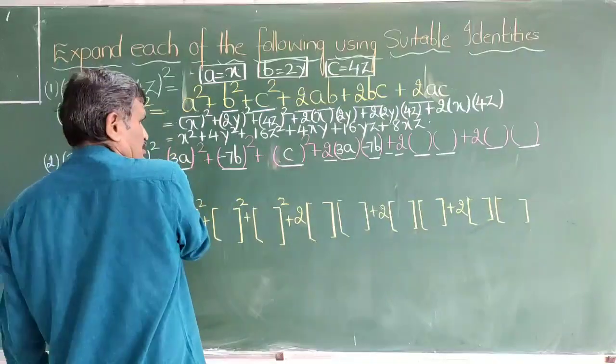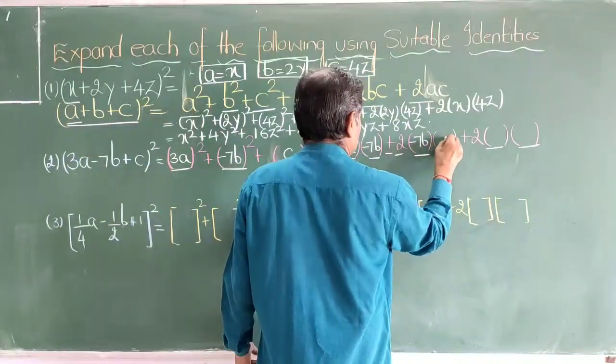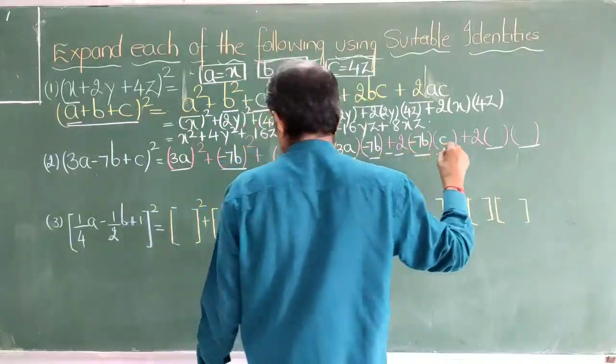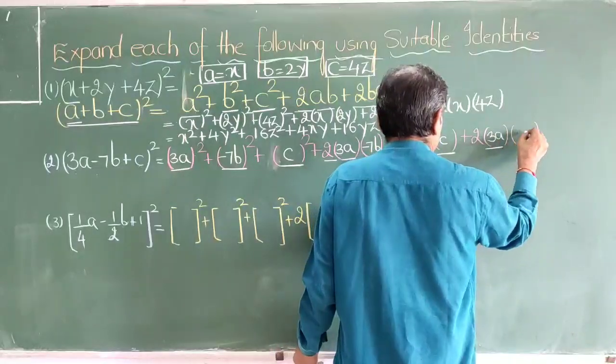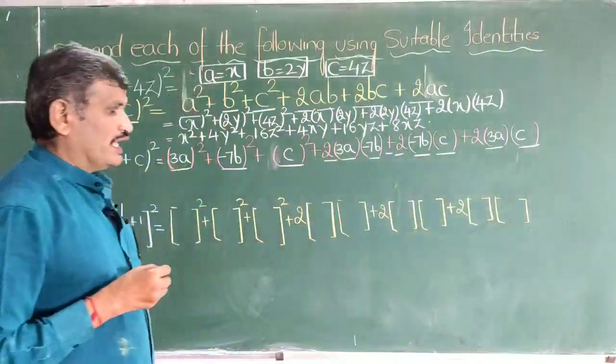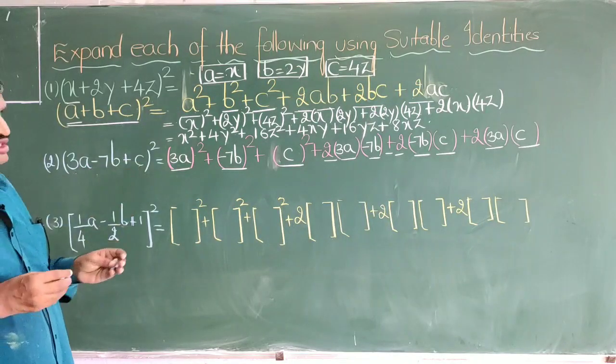Here again, second and third term I have to put. So minus 7b and c. Again here I should put first term and third term. So first term and third term. So I did not use the formula, but I am using the method. And what is that method?